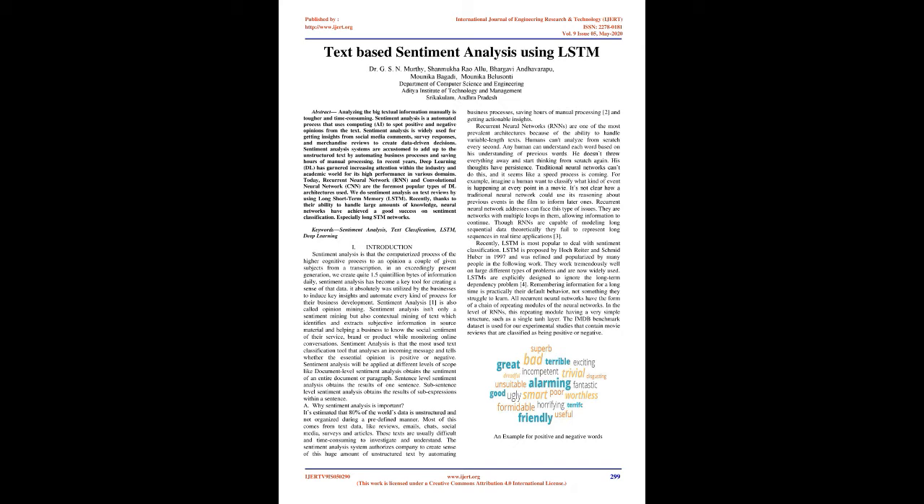Today, recurrent neural network, RNN, and convolutional neural network, CNN, are the foremost popular types of DL architectures used. We do sentiment analysis on text reviews using long short-term memory, LSTM. Recently, thanks to their ability to handle large amounts of data, neural networks have achieved great success on sentiment classification, especially LSTM networks. Keywords: sentiment analysis, text classification, LSTM, deep learning.